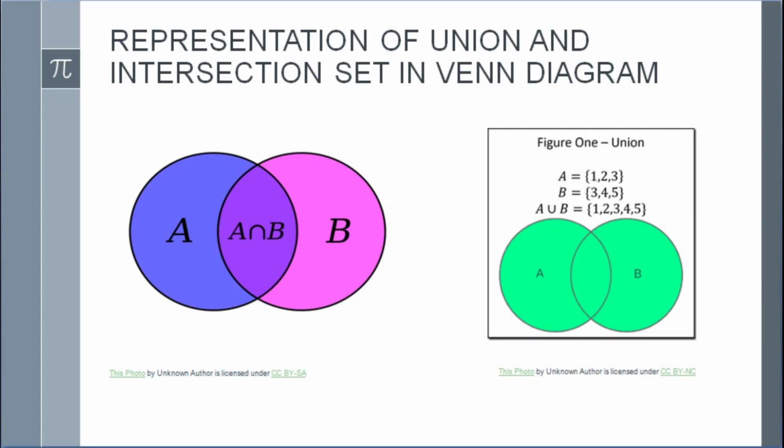Now you can see in the diagram the representation of union and intersection sets in a Venn diagram. So you can see it easily. If I consider a set A in blue color and B in pink color, the middle part, the common part, will be the intersection set between A and B. So A intersection B. And in another diagram on the right-hand side you can see the union set. If I consider A equal to 1, 2, 3, B equal to 3, 4, 5, then A union B, as I told you before, will contain all the members of the sets A and B. So 1, 2, 3, 4, 5.